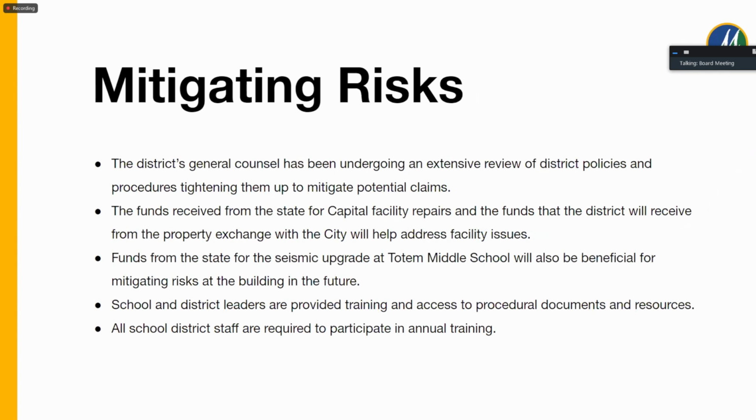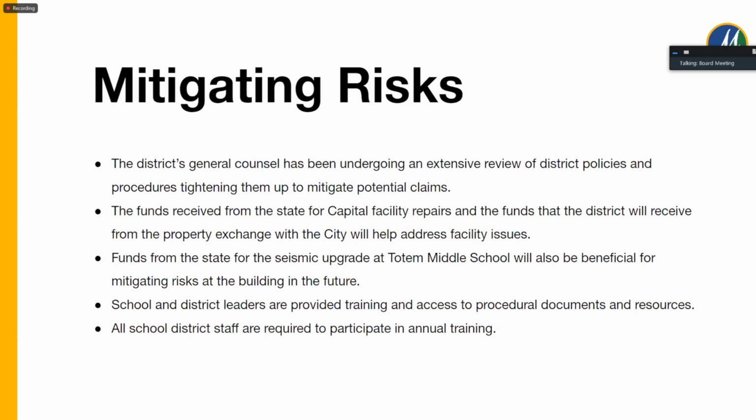There has been a lot of work to mitigate risk. So General Counsel has been reviewing our district policies and procedures so we can tighten them up and mitigate against claims. The funds that we're receiving for capital facility repairs from the state and the property exchange from the city are going to help us address some of our facility issues.